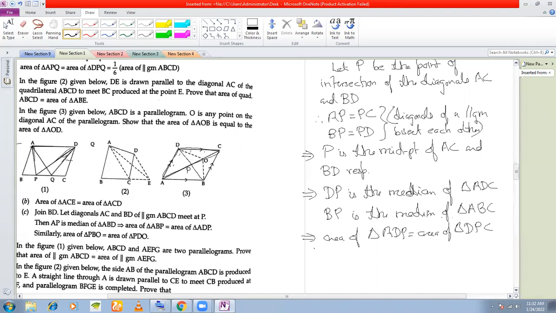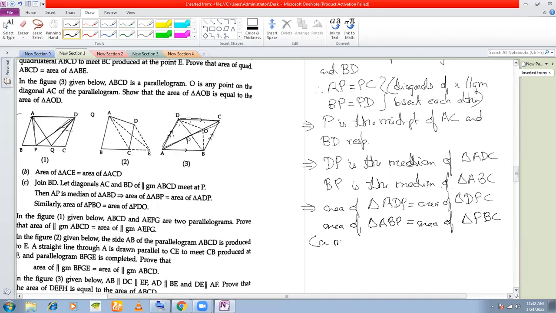So similarly, I can also say area of triangle ABP must be equal to area of triangle PBC. And you'll give a reason. What is the reason? A median of a triangle divides it into two triangles of equal area, not congruent, two triangles of equal area, right?